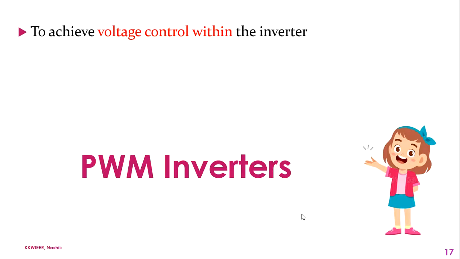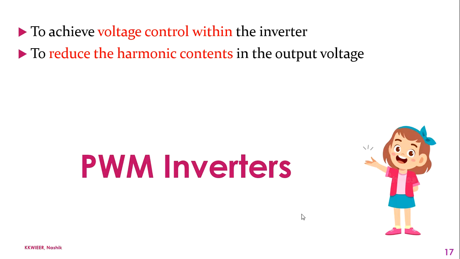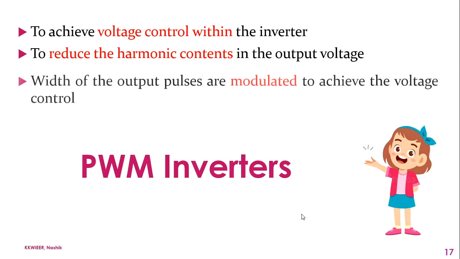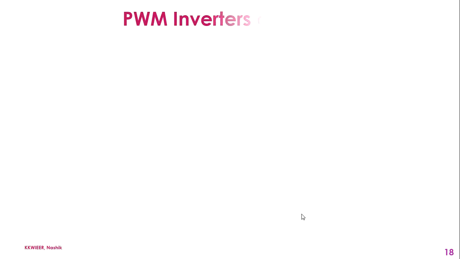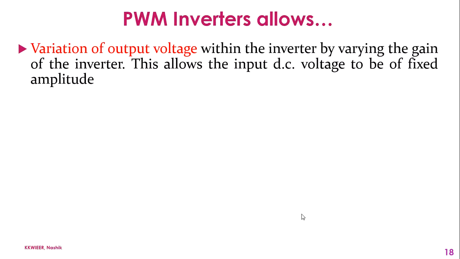So to achieve voltage control within the inverter and to reduce the harmonic contents in the output voltage, the width of output pulses is modulated. To achieve the voltage control, these PWM inverters are used. This PWM inverter allows the variation of output voltage within the inverter by varying the gain of the inverter. This allows the input DC voltage to be of fixed amplitude.